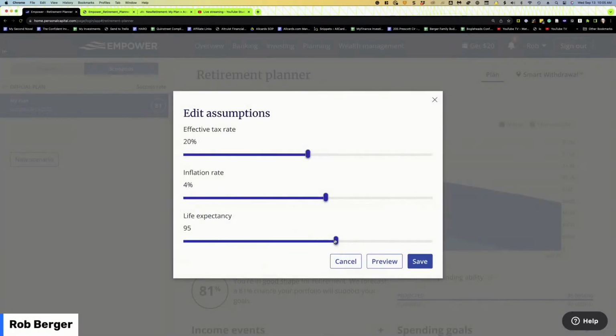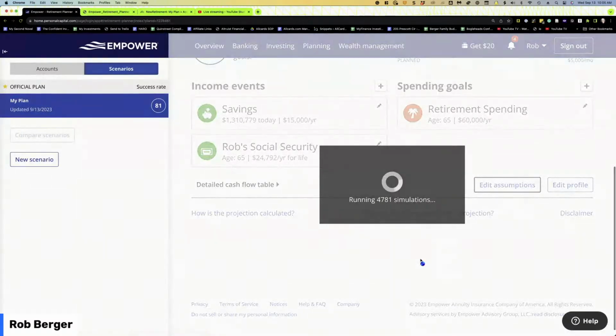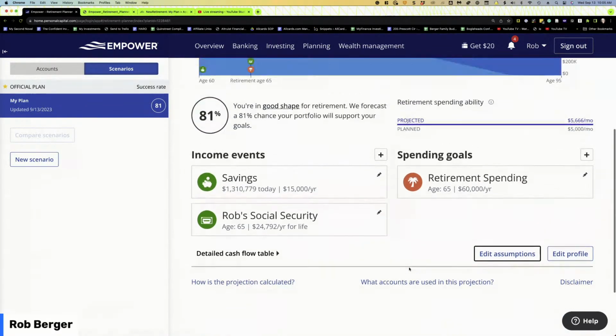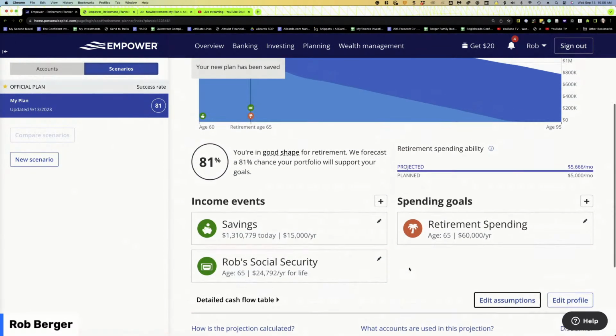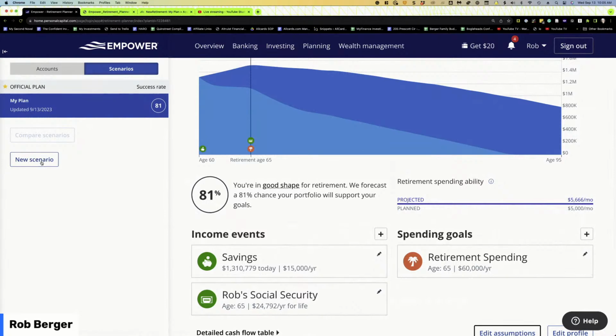Now, one way we could do that in Empower is just edit the assumptions here. And here's life expectancy, and we could change this, right? But of course, the problem with doing it that way is that there's no comparison. I want to be able to compare things. So we want to create a new scenario.